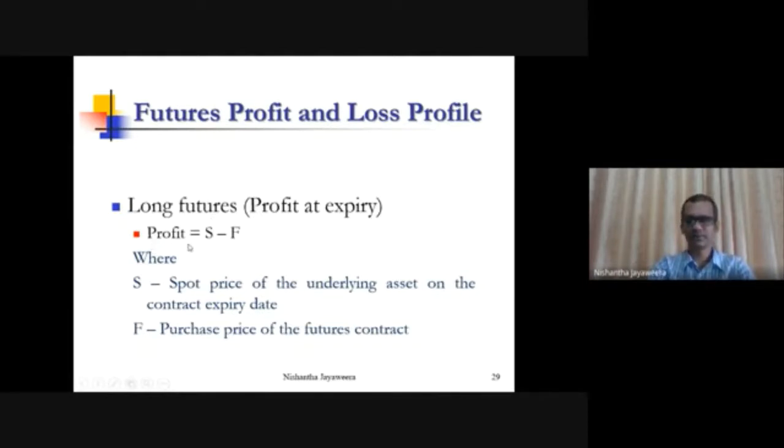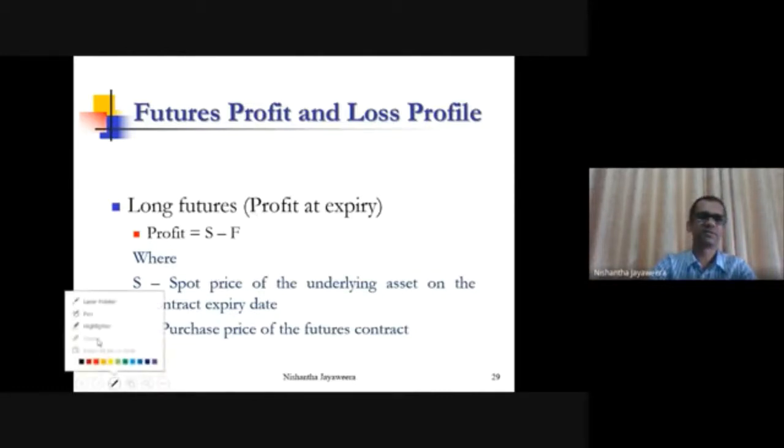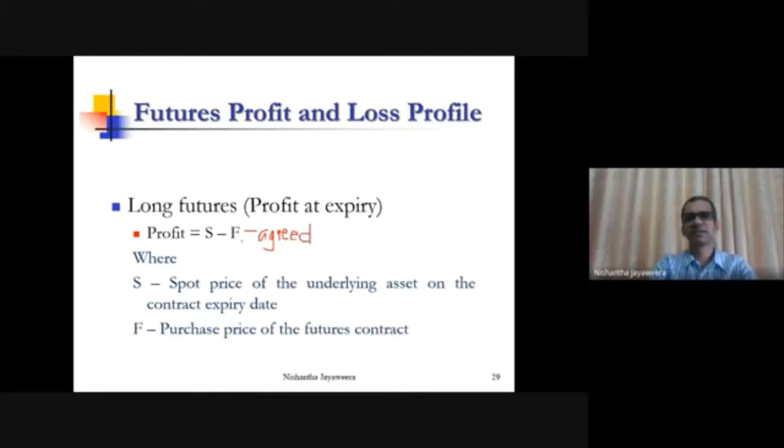So how do you calculate the profit on the expiry date? What is the spot rate on the expiry date minus the futures price that you agreed? F is the agreed price. This is the spot price on the expiry date. So the difference, if it is positive, it's a profit. If it is negative, it's a loss.